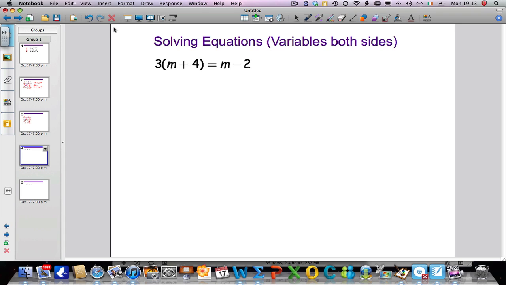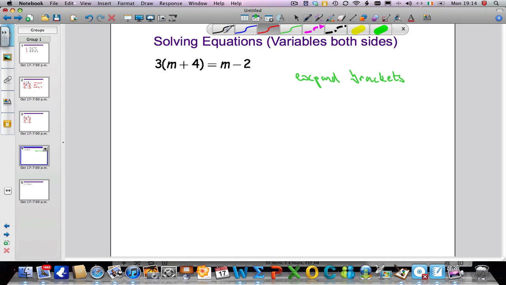Let's have a look at another one. This one looks a little bit more complicated, but if we know how to expand brackets, it's the exact same type of problem. So the first step we've got to do, let's write it in green here, is to expand the brackets.